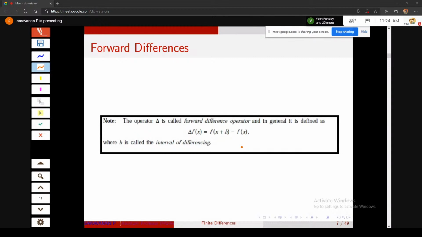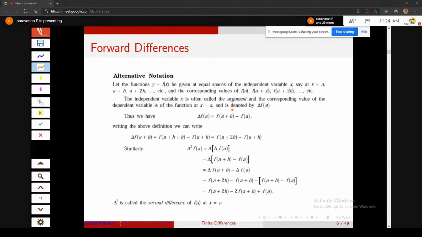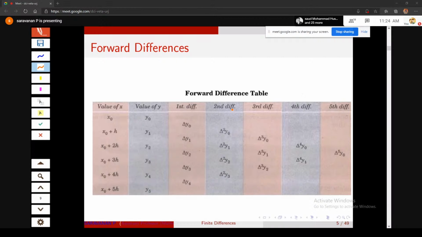Okay, so very simple. Remember clearly, forward difference is defined as the value of the function at the next argument, that is f of x plus h, minus the same f of x, whatever it is. Okay, and this delta is called the forward difference operator. And when you compute the forward difference table, the values are the same.